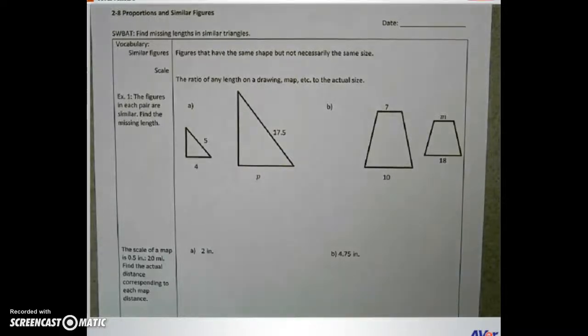Hello, beautiful people, and welcome to 2-8 proportions and similar figures. Our SWABAT is to find missing lengths in similar triangles and other figures.